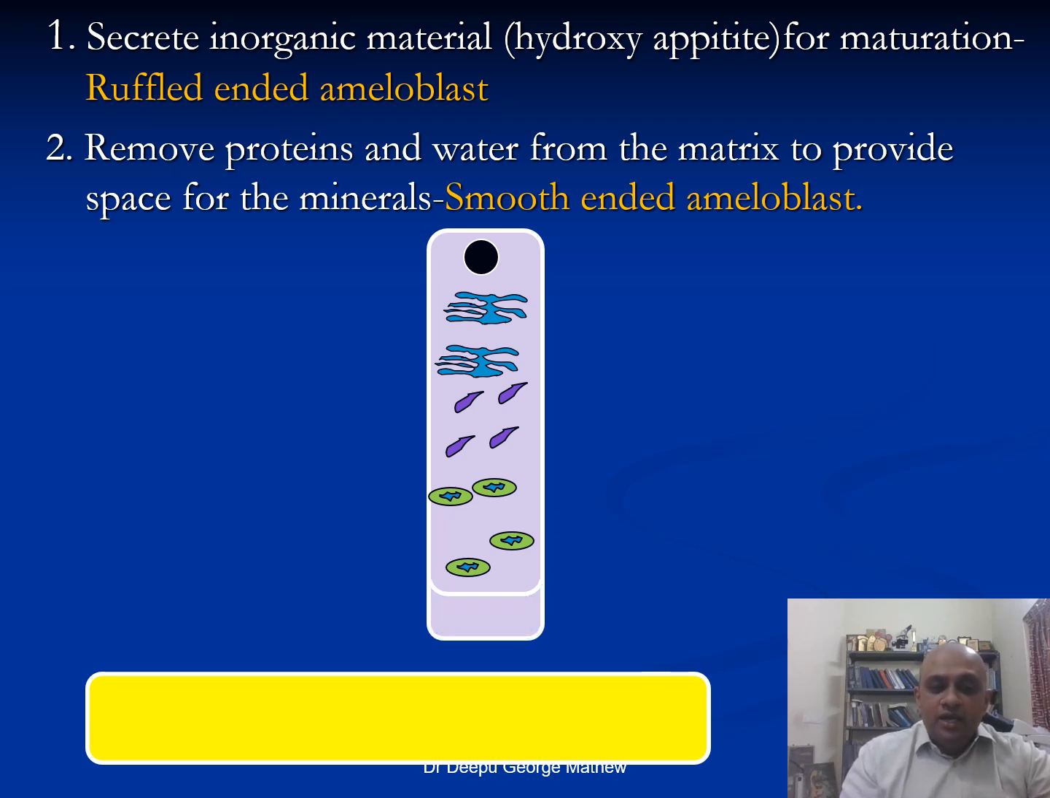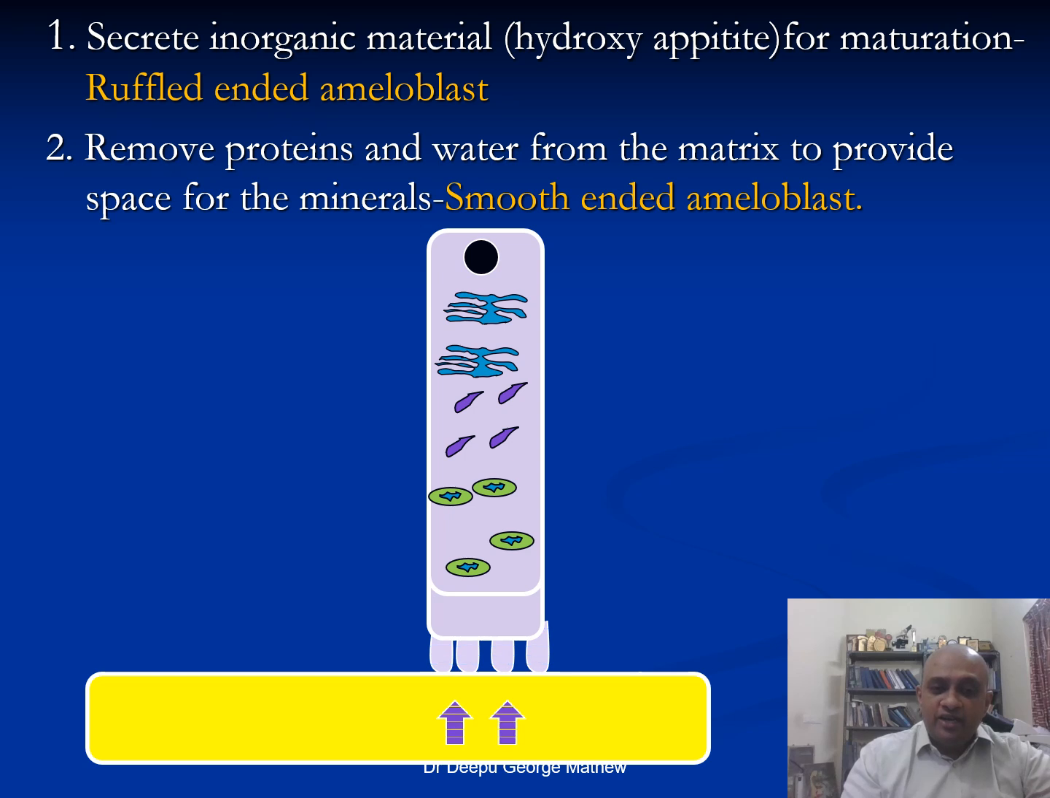So here you can see the enamel, that is the yellow block over there, and the ameloblast is there. I'm showing you the ruffle-ended ameloblast, which is secreting the enamel, the hydroxyapatite crystals. Then you have the smooth-ended ameloblast, which is going to remove the proteins, the water and the organic material. So this dual function will keep happening. The ameloblast will be smooth-ended one time, removing the protein and the water, and then it will be a ruffle-ended ameloblast and will start secreting the hydroxyapatite crystals.